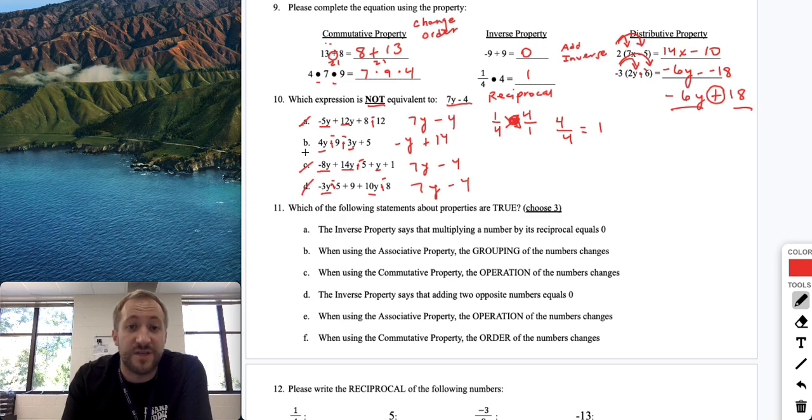So it looks like the one that's not equivalent is this one right here, letter B. Let's look at this one. Which of the following statements about properties are true? There are 3 correct options.